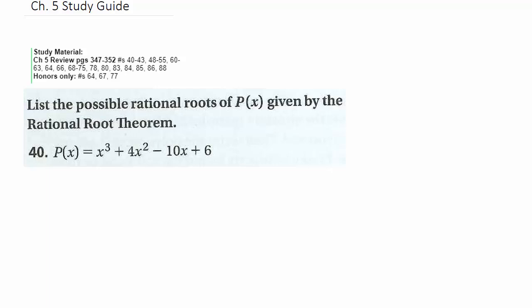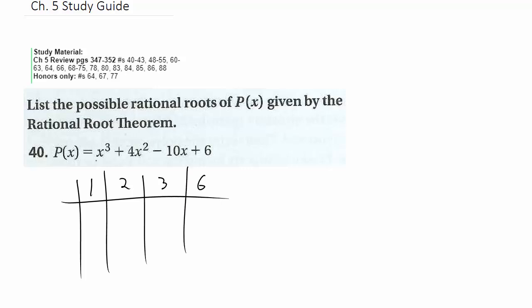Okay, we're going to do some practice with the rational root theorem. I like to make a little table. So I'm going to take the factors of 6 and I'm going to put them right here. So the factors of 6 are 1, 2, 3, and 6. And we need to divide those by the factors of, the only thing here is 1.